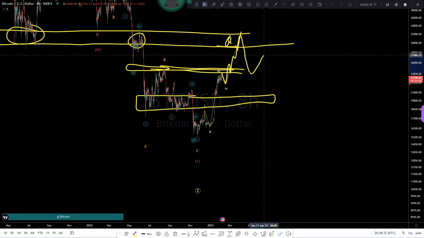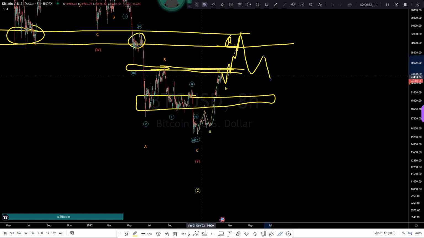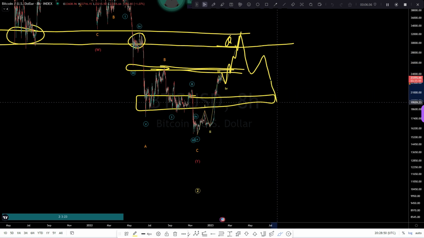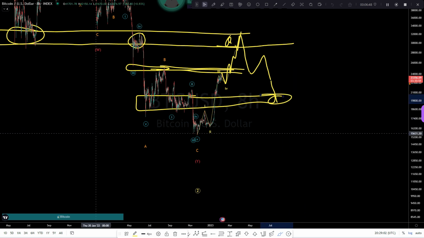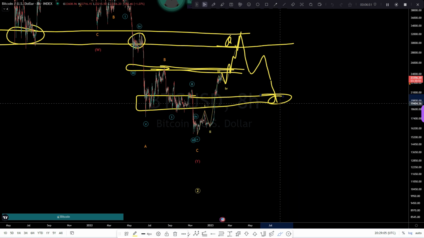okay? In the B wave, whatever it is, could be literally anything. Triangle, could be another zigzag, it could be a flat, it could be anything, right? Waste some time, crash down back through this range to find support here in this range that goes all the way back to the previous cycle's all-time high in 2017. All right, that's where you're going to find your bottom, most likely, and then it's just off to the moon at that point.